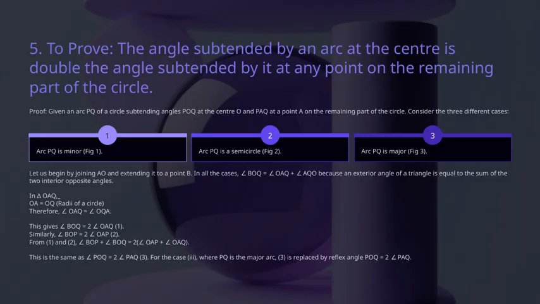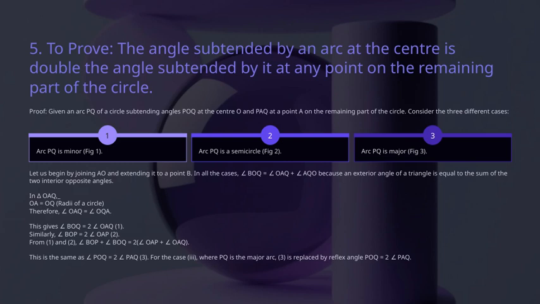Next, notice that since OA and OQ are both radii of the circle, they are equal, so triangle OAQ is isosceles. This means that OAQ equals OQA. Using this, we deduce that BOQ equals twice OAQ, which is a crucial step in our proof. Similarly, we find that BOP equals twice OAP. Combining these results, we see that the sum of angles BOP and BOQ equals twice the sum of OAP and OAQ. When the arc PQ is a semicircle, as shown in Fig 2, this leads us to the simple relation that the central angle POQ equals twice the inscribed angle PAQ.